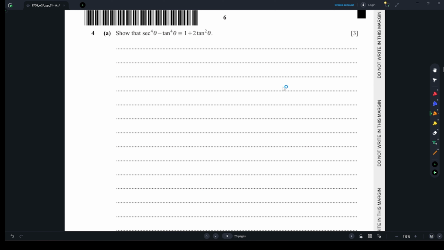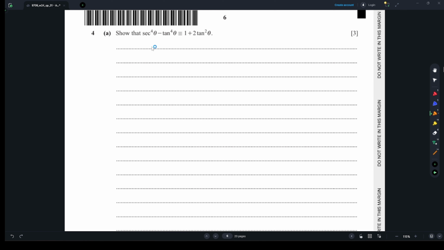So here what we can do. In these cases, in general, I'm using the side where we have more information. Here on the right side we have 1 plus 2 tan square theta, a little bit less information, but here we have sec to the power 4 minus tan to the power 4. So we can do some modifications there. Because of that, I'm going to start with the left hand side.